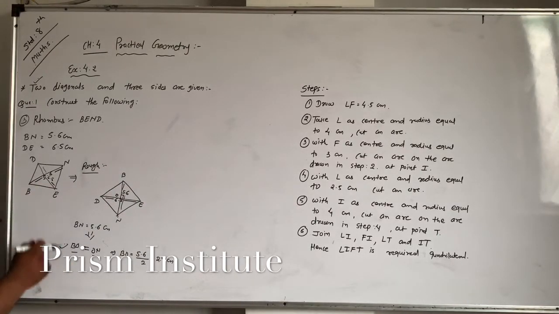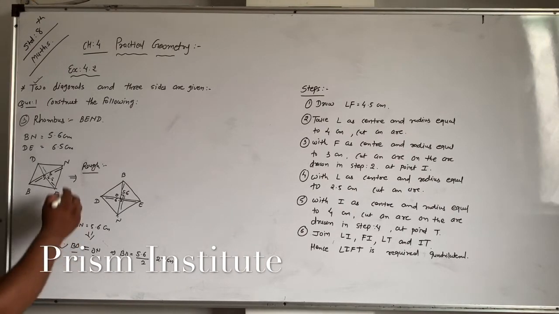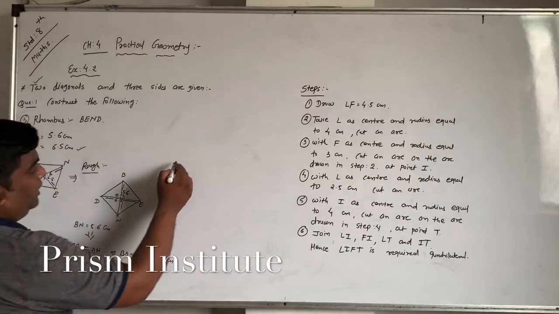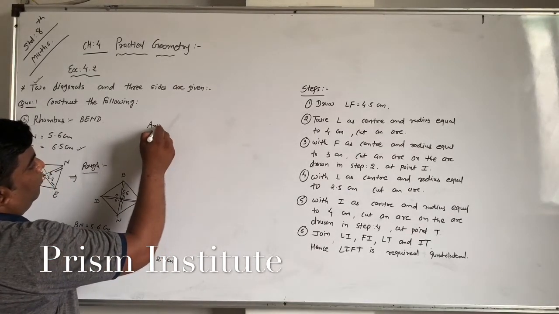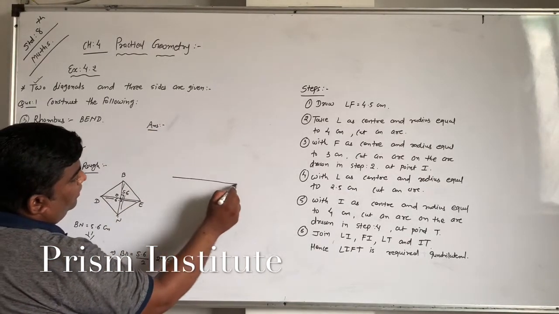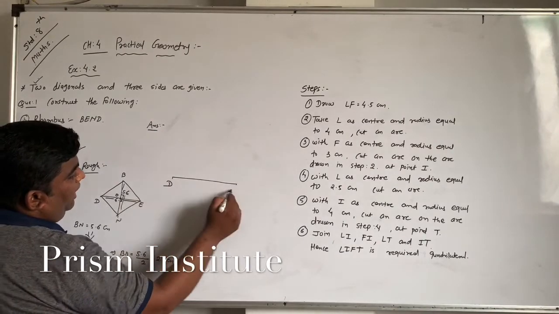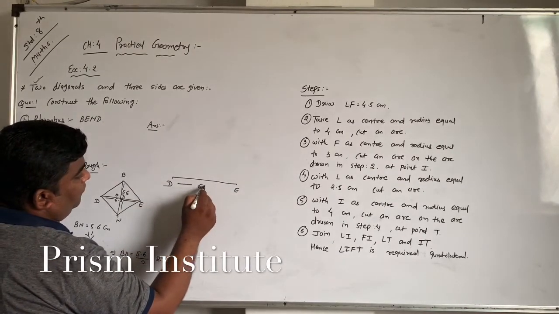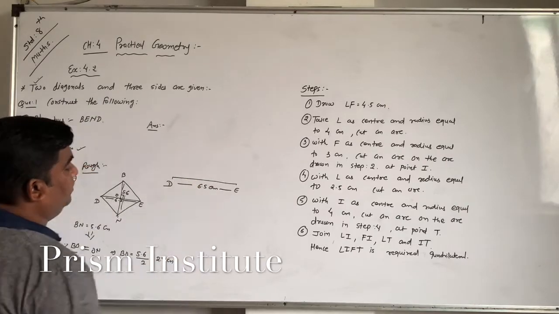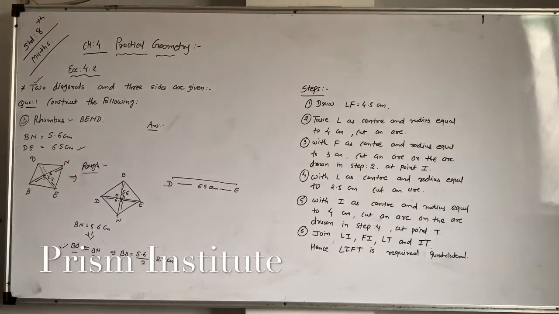Now first of all, draw the rhombus BEDN with the diagonals. So first of all, try to draw DE. Here draw any line segment DE which is 6.5 centimeter in length. First part is drawn. Now what can we do?